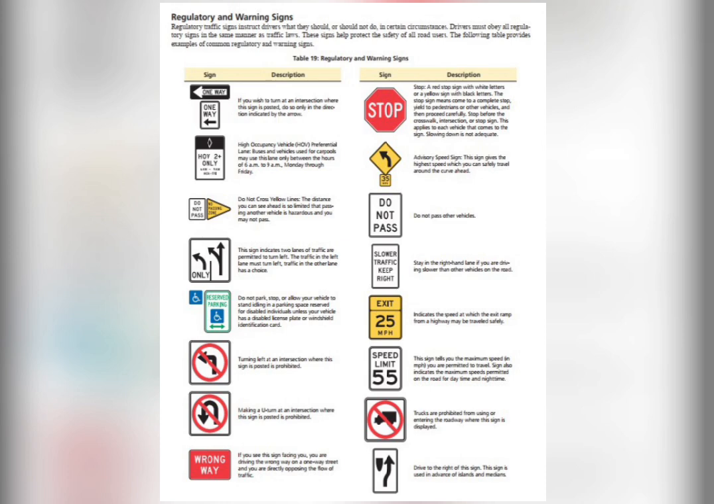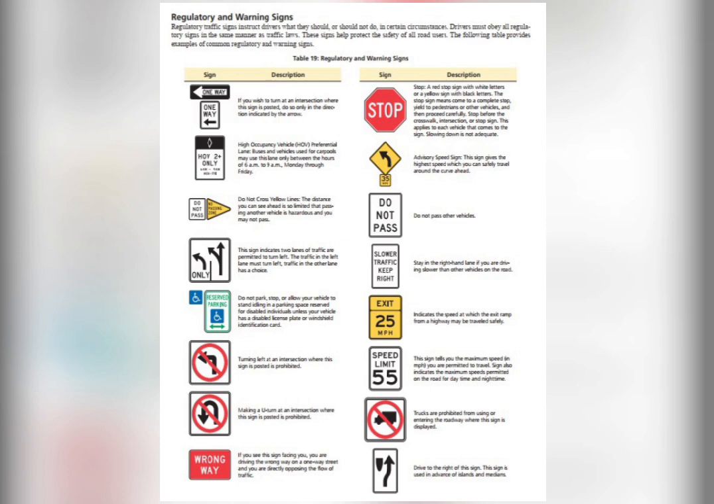Stop before the crosswalk, intersection, or stop sign. This applies to each vehicle that comes to the sign. Slowing down is not adequate. Advisory speed sign. This sign gives the highest speed which you can safely travel around the curve ahead. Do not pass other vehicles. Stay in the right-hand lane if you are driving slower than other vehicles on the road.